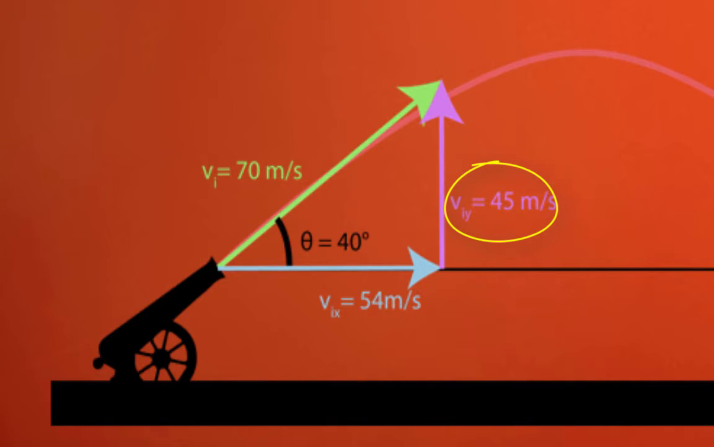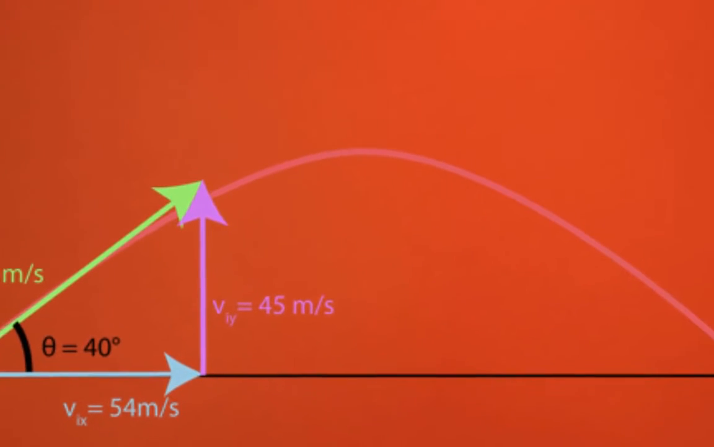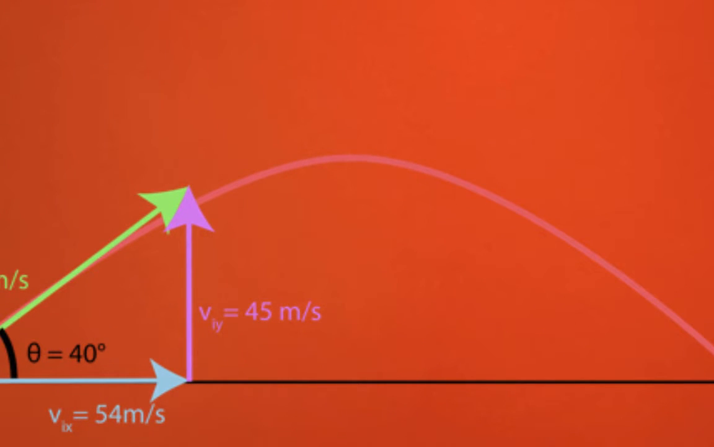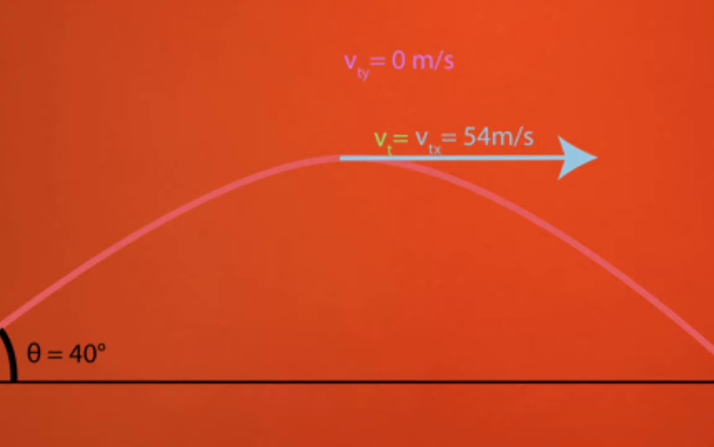Now as the cannonball travels up and to the right, the only velocity component that will change is the y component at a rate of negative 9.8 meters per second squared. So when the cannonball arrives at the top of the curve, denoted with the subscript t, the vertical velocity at the top, v subscript ty, is 0, while the horizontal velocity at the top is still 54 meters per second to the right. Since the vertical velocity is 0, then the total velocity at the top is simply the x component at the top. v subscript t equals v subscript tx.